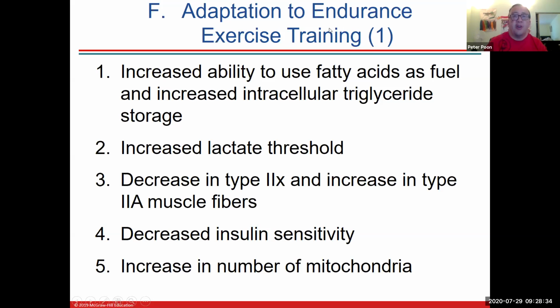Adaptation to endurance exercise training: the increased ability to use fatty acids as fuel and increased intracellular triglyceride storage. Triglycerides have much more energy per unit than glucose. It's more than double, so the more fatty acid we can use as fuel, the better. There is an increased lactic threshold, which should be obvious. You can go anaerobic longer.